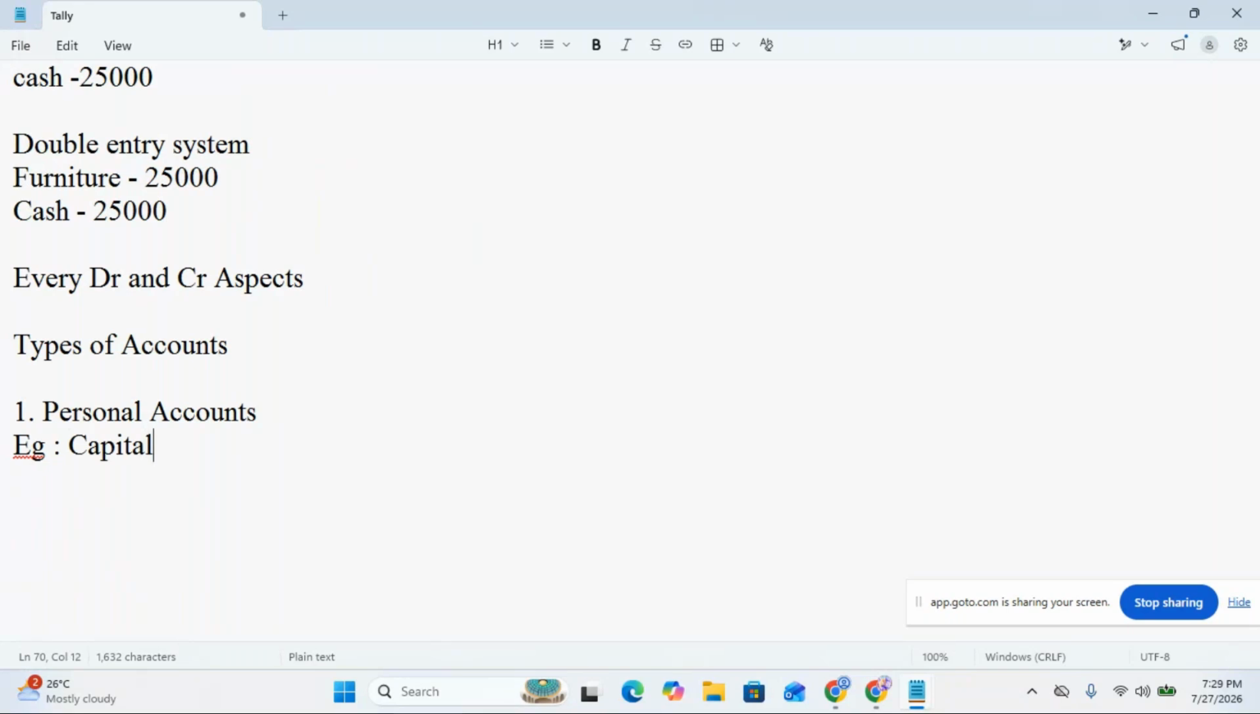So we can take the example of capital. Sham started a business. Okay, what is the rule for personal account? Debit the receiver, credit the giver. Okay, I'll give an example now. You just tell me what is debit and what is credit. I'll type the example now.